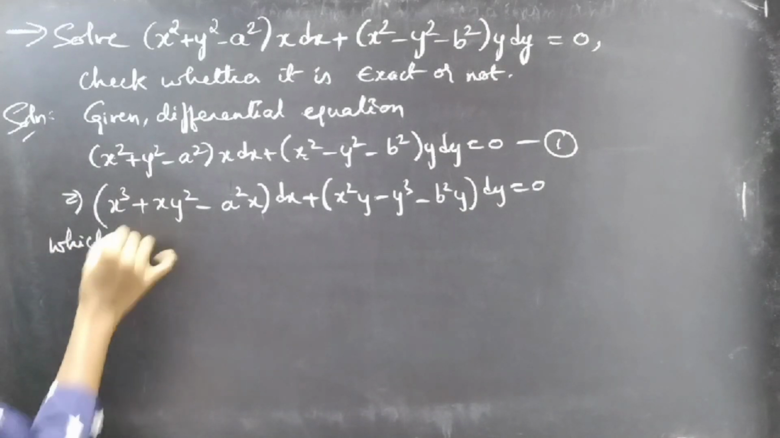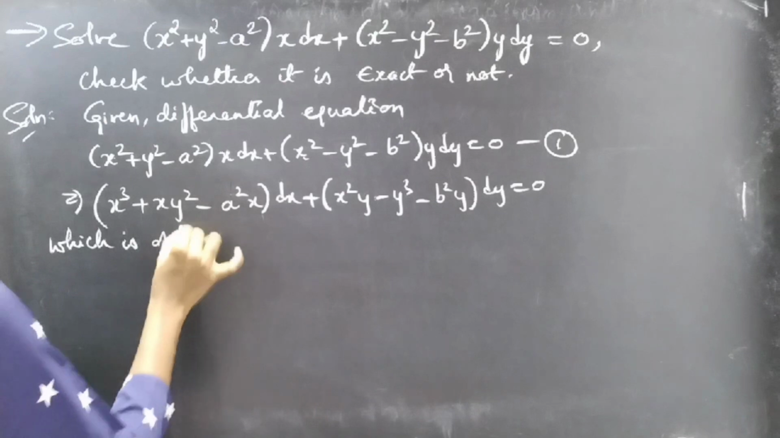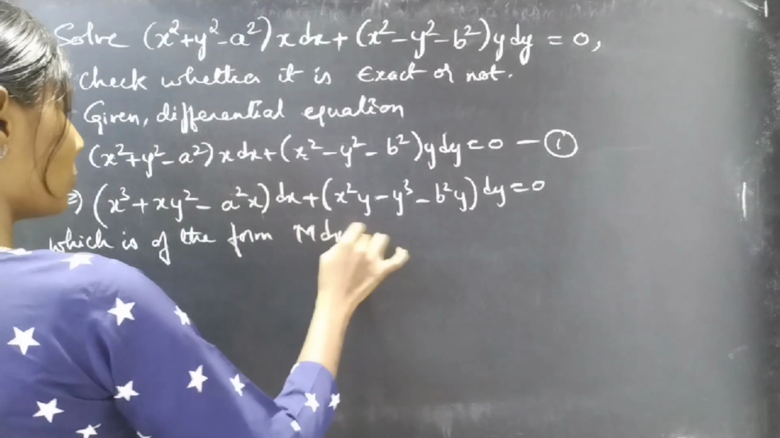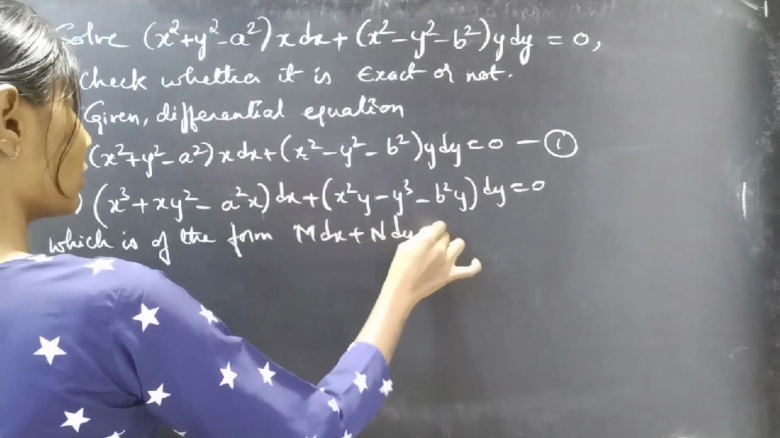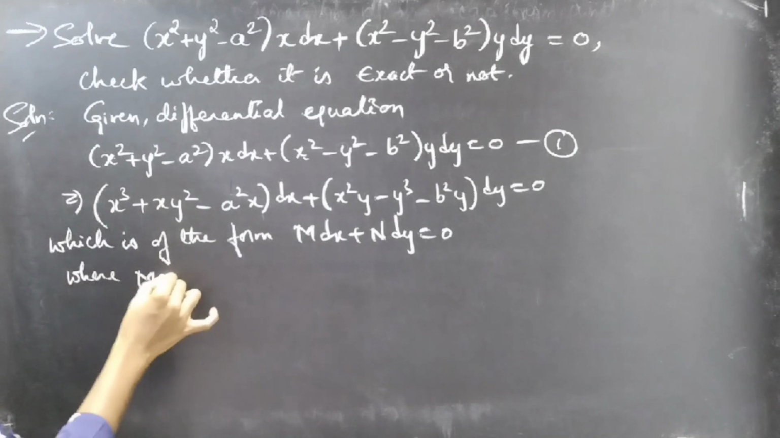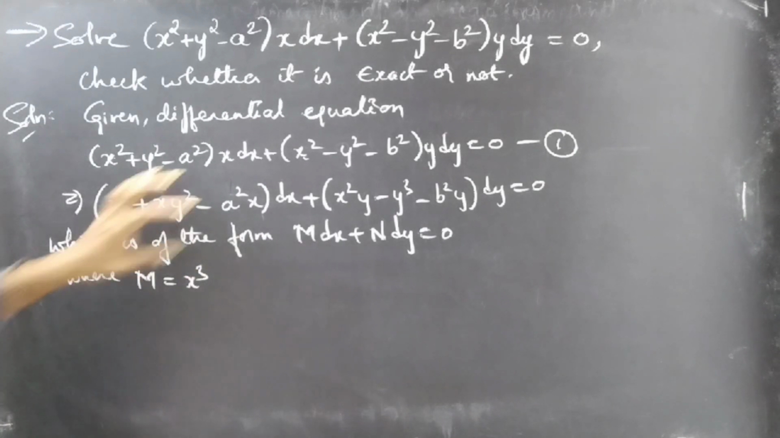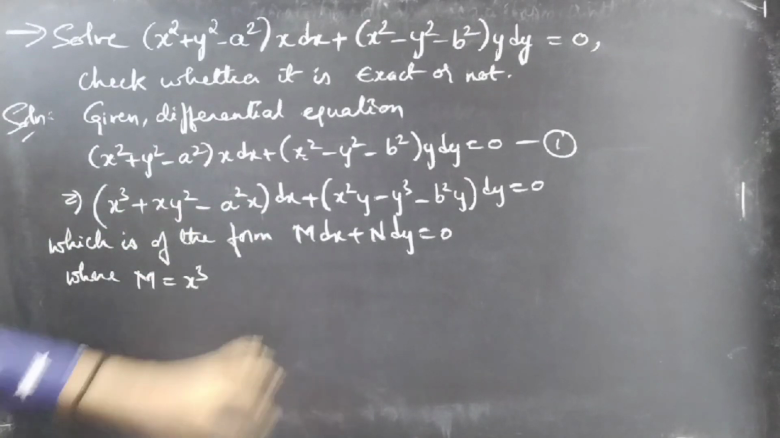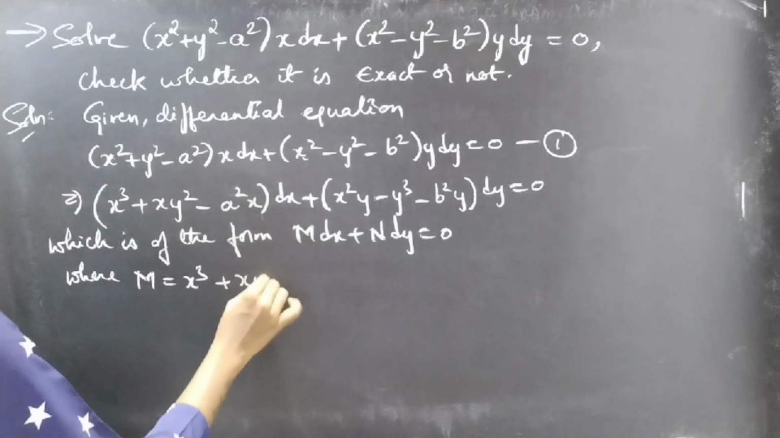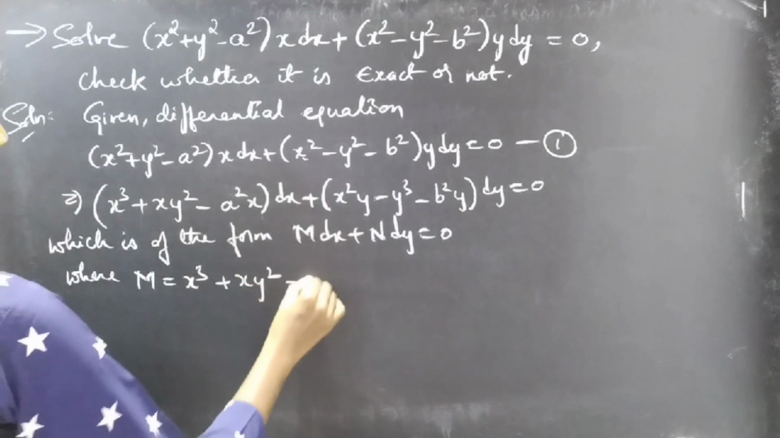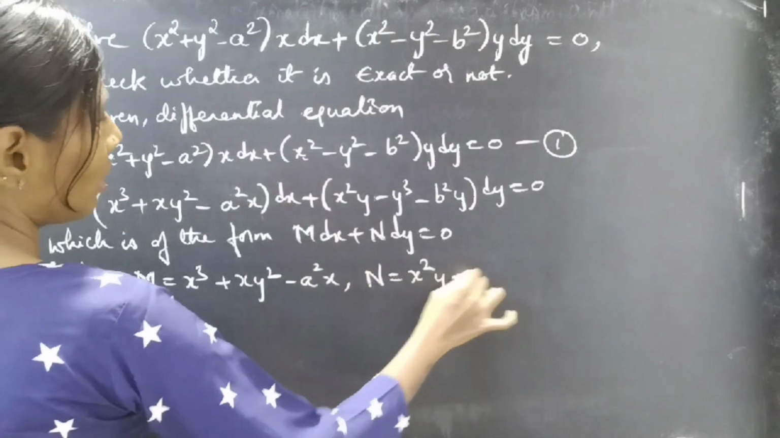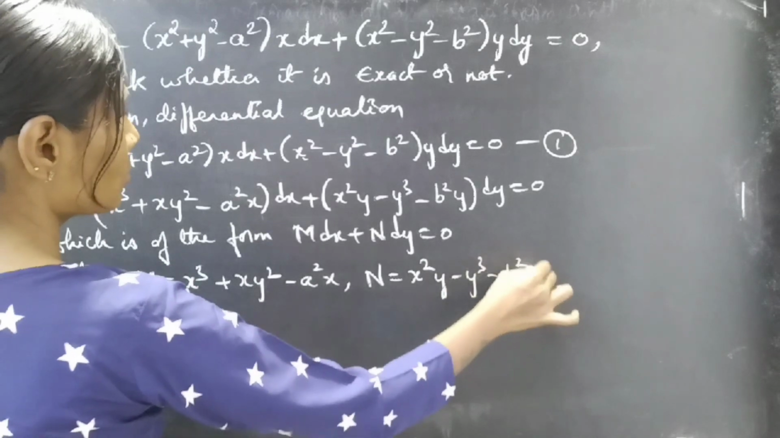Which is in standard form, we can say, which is of the form M dx + N dy = 0, where M is the coefficient of differential dx and N is the coefficient of differential dy. M equals x³ + xy² − a²x, and N is x²y − y³ − b²y.